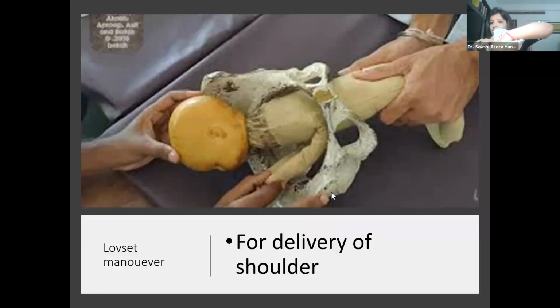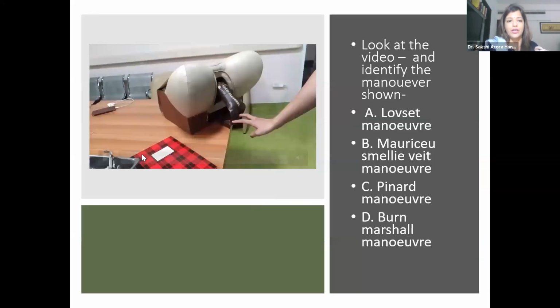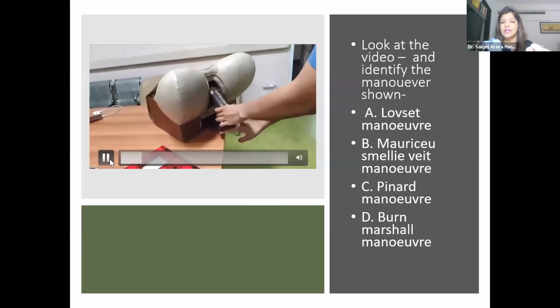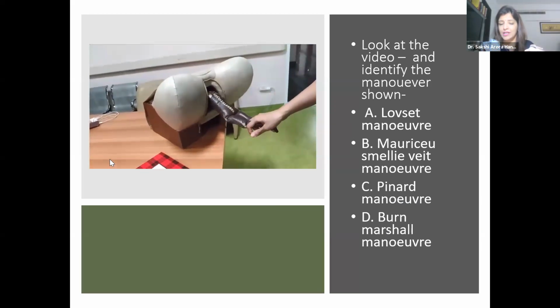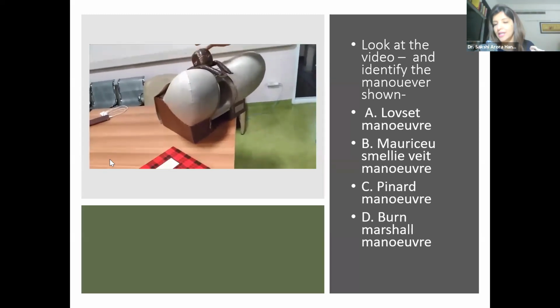I am holding the head just now, that is why it is not getting delivered, so that you see. Let the baby hang by its own weight, hold the feet of the baby and take it towards the mother's abdomen, and the head of the baby would get delivered. This is called Burns-Marshall technique, and this is what you saw in the video. I'll play the video again so that you can appreciate it. See, the feet of the baby are held and taken towards the mother's abdomen and the head gets delivered. This is the Burns-Marshall technique.